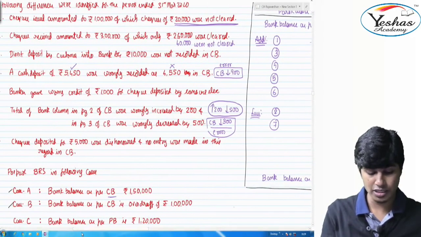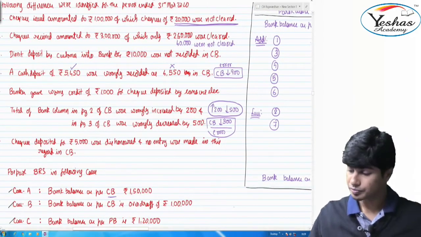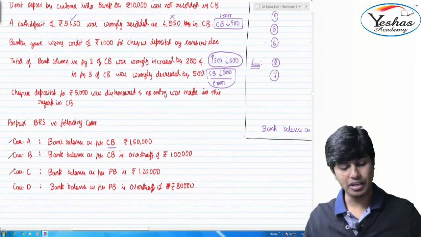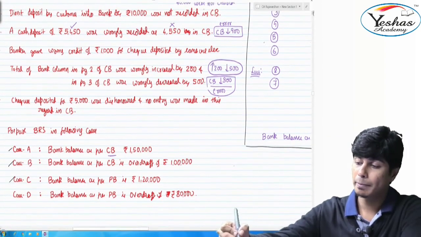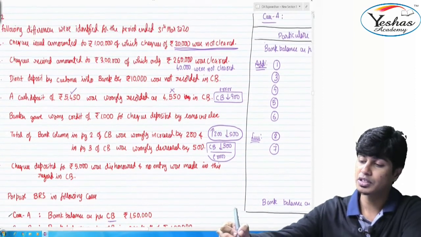What is happening in case D? Case C is done. Case D, what's happening is the bank balance as per passbook is an overdraft of 80,000. So the opening balance will become minus 80,000. That's the only difference. So shall I do that?